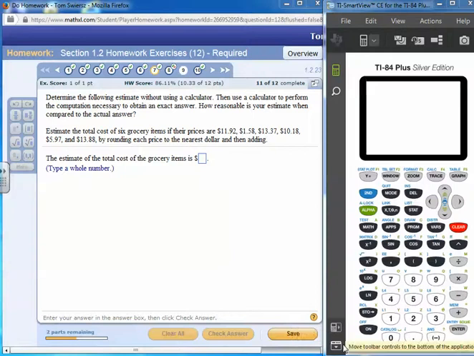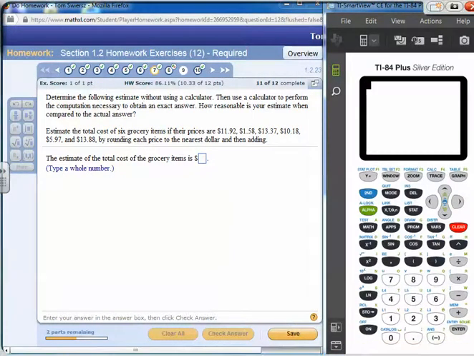Okay, let's go ahead and start this session at problem number 7 from section 1.2. Determine the following estimate without using a calculator. Estimate the total cost of 6 grocery items, and these are the different prices, by rounding to the nearest dollar.